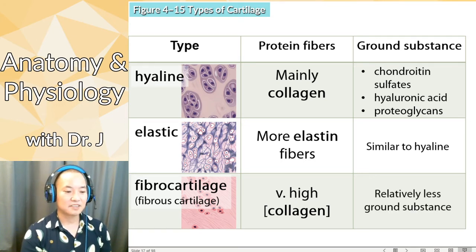And then fibrocartilage, again, if it has a very strong protein fiber concentration or very high protein fiber concentration, that takes up real estate, so you're going to have less of that ground substance. So it's not going to be as liquidy or gel-like. This is why fibrocartilage is also the toughest. So it's the least flexible, but also the strongest cartilage in general.